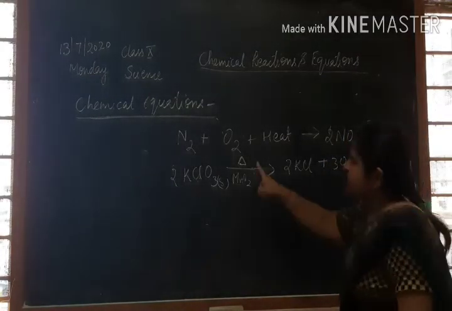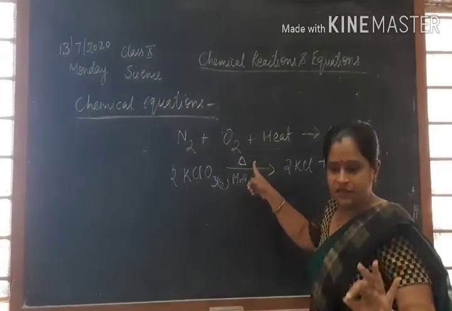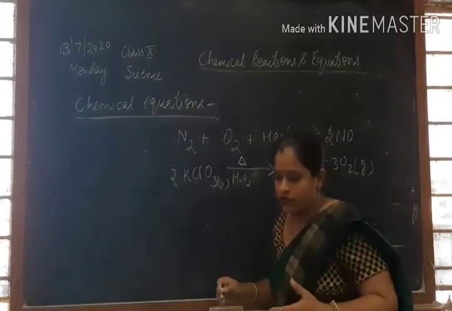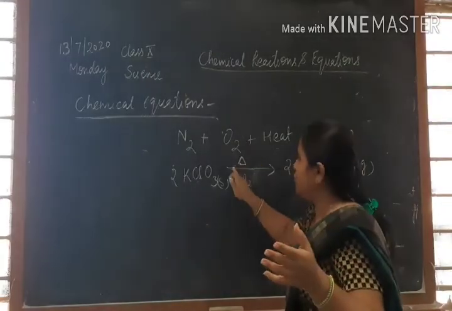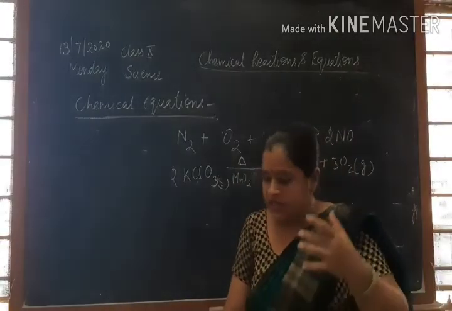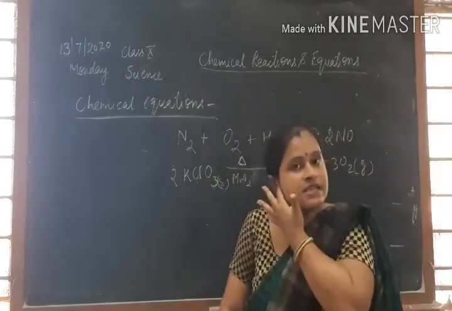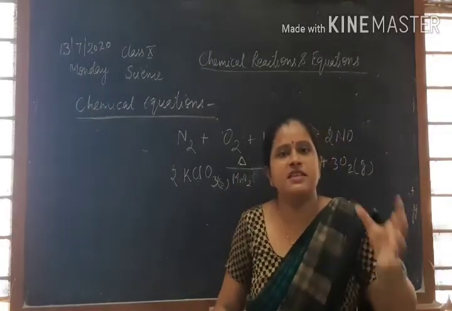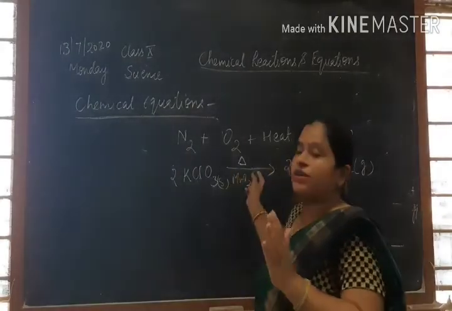So what is this? This delta sign or triangle sign shows that this requires heat, and in the presence of manganese oxide this reaction takes place. So whatever things you need, you will write over here. Suppose a reaction needs temperature, then you will write temperature here. Like when carbon monoxide reacts with hydrogen, there is a requirement of 300 atmospheric pressure plus 300 degree Celsius. So you will write that over here, and below that you will write whatever substance is needed, like zinc oxide or chromic oxide.